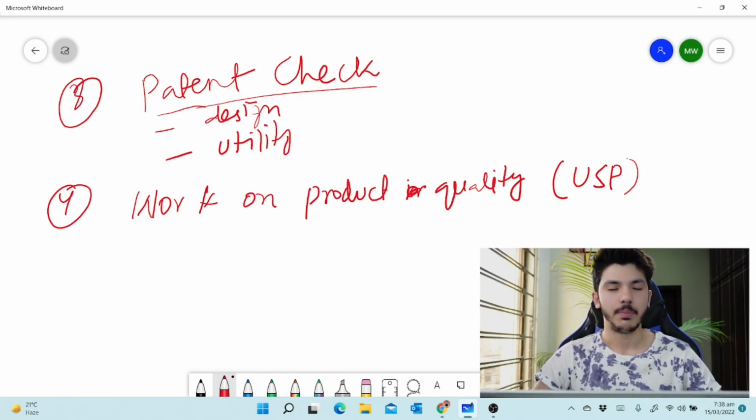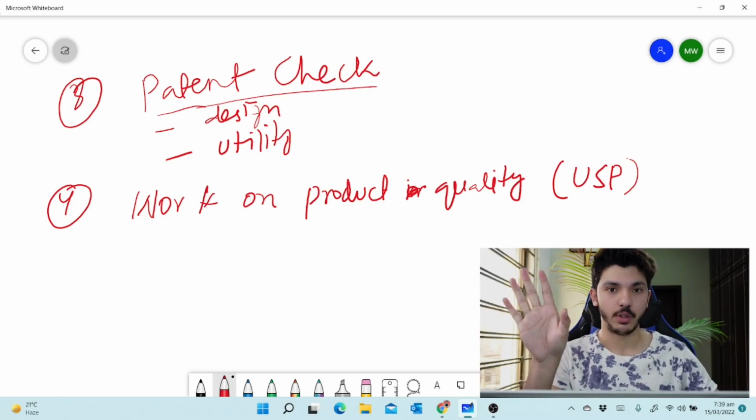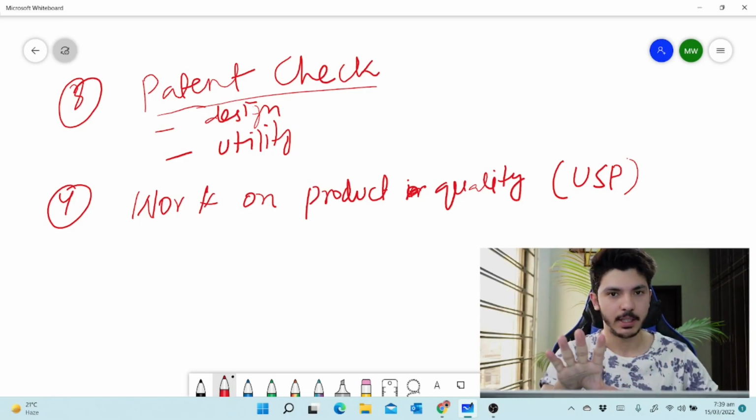Okay, this fourth step, I've already discussed, but let's go into a bit more detail. It is to work on the product quality, or USP, so unique selling proposition or unique selling point. What does that mean? Let's say you are selling the Sony camera again, and the price of this camera is, let's say, $1,000 all over the market. Obviously you can't sell Sony products. Don't do that in Amazon private label. Don't make this mistake.